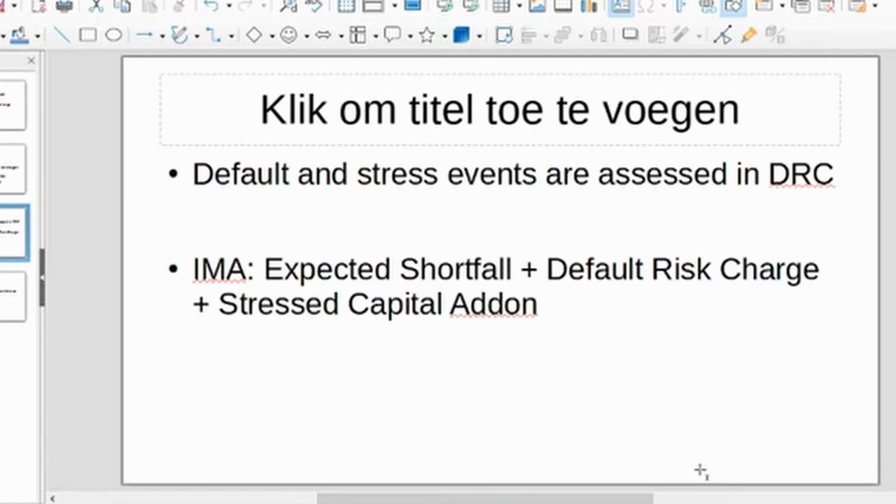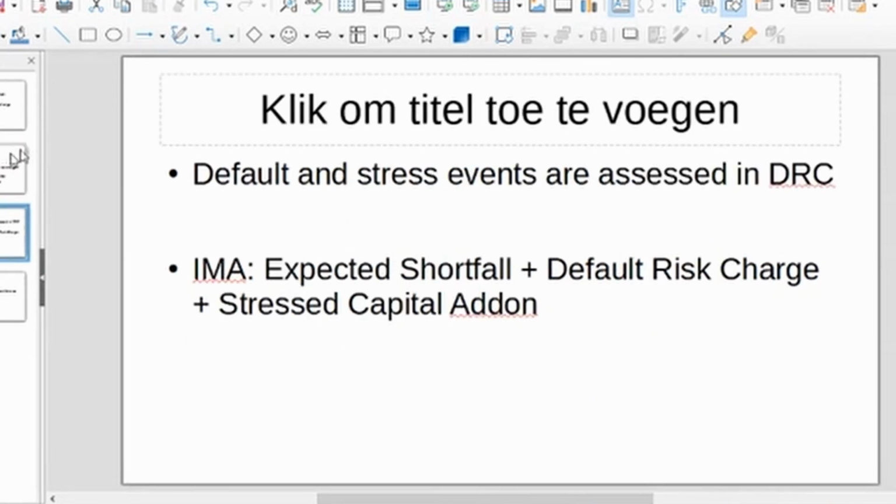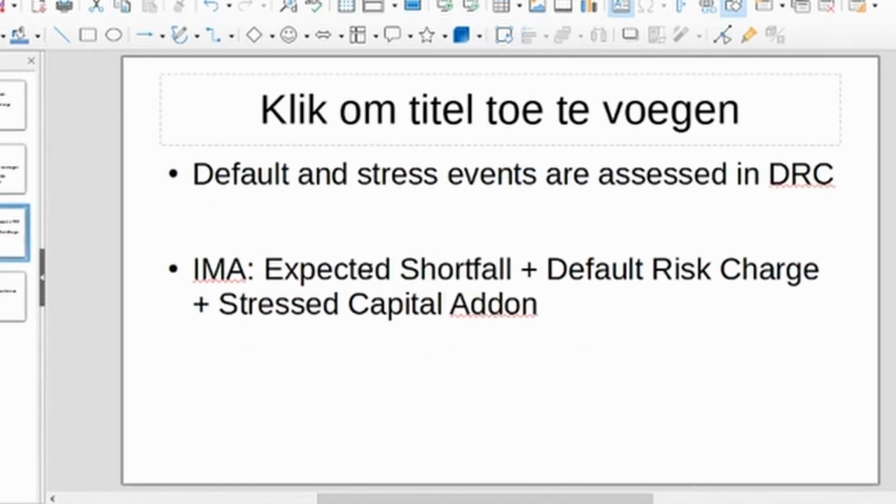In the internal model approach, you have expected shortfall plus default risk charge and stressed capital add-on. Now the second two are the same. The difference of course comes from the expected shortfall. By the way, delta, vega and curvature are given by the regulator, so you don't have to build models for them. Whereas the expected shortfall in this case is a replacement for value at risk, and expected shortfall is something that banks have to calculate themselves, as well as the default risk charge, by the way, both. And the stressed capital add-on is something that is on top of expected shortfall and DRC.